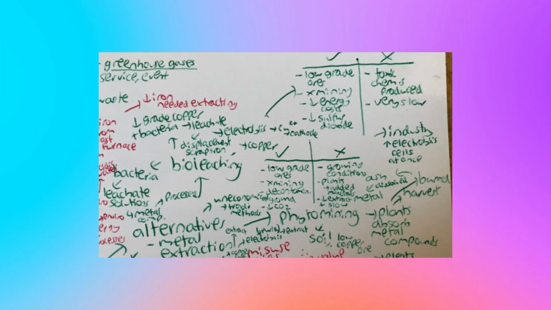An alternative solution is bioleaching. This is when low-grade copper ores are added to bacteria to produce a leachate solution. Copper is then extracted via electrolysis with Cu2+ ions moving to the cathode, or using displacement with scrap iron. Advantages include, again, we use low-grade copper ores, no mining is required, low energy costs, low sulfur dioxide emissions. Disadvantages include toxic chemicals are produced and the process is very slow.